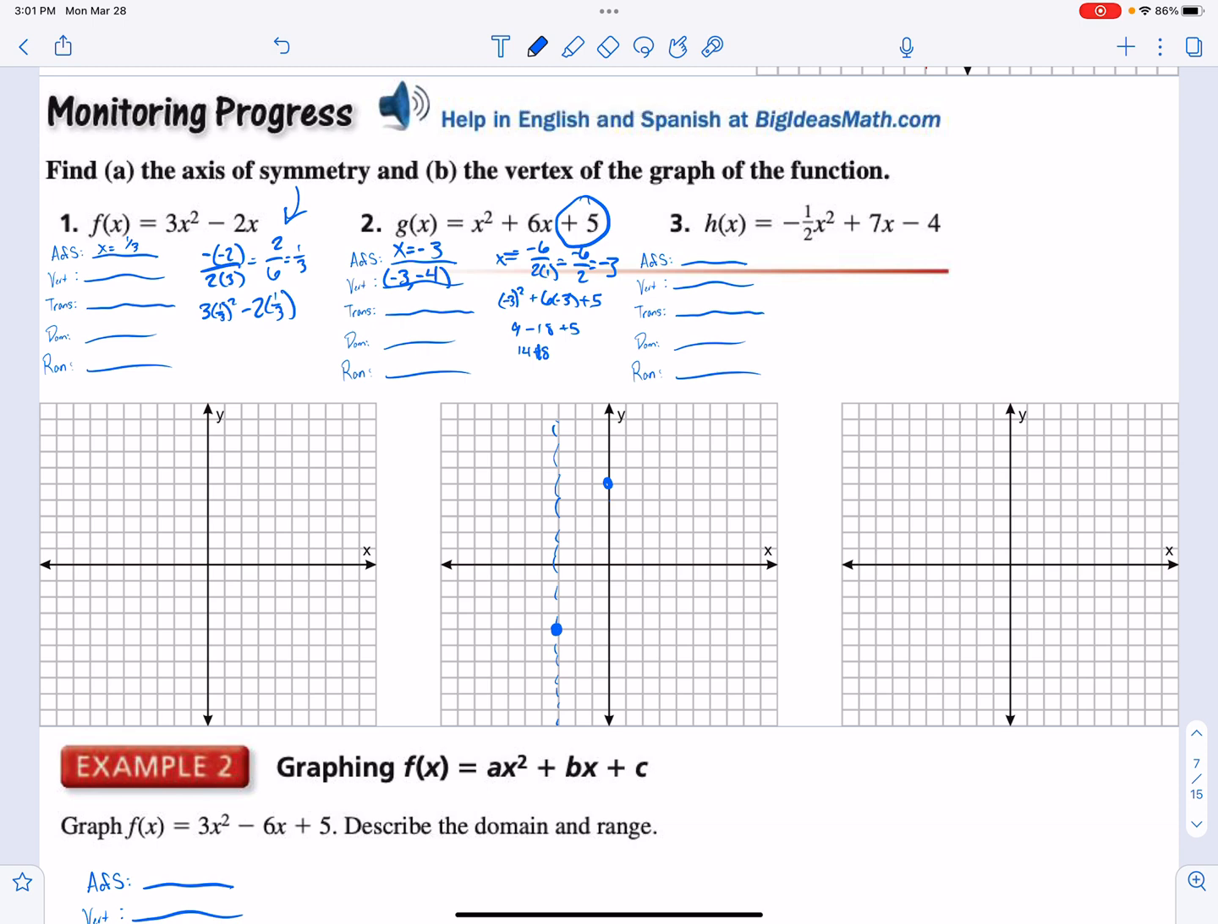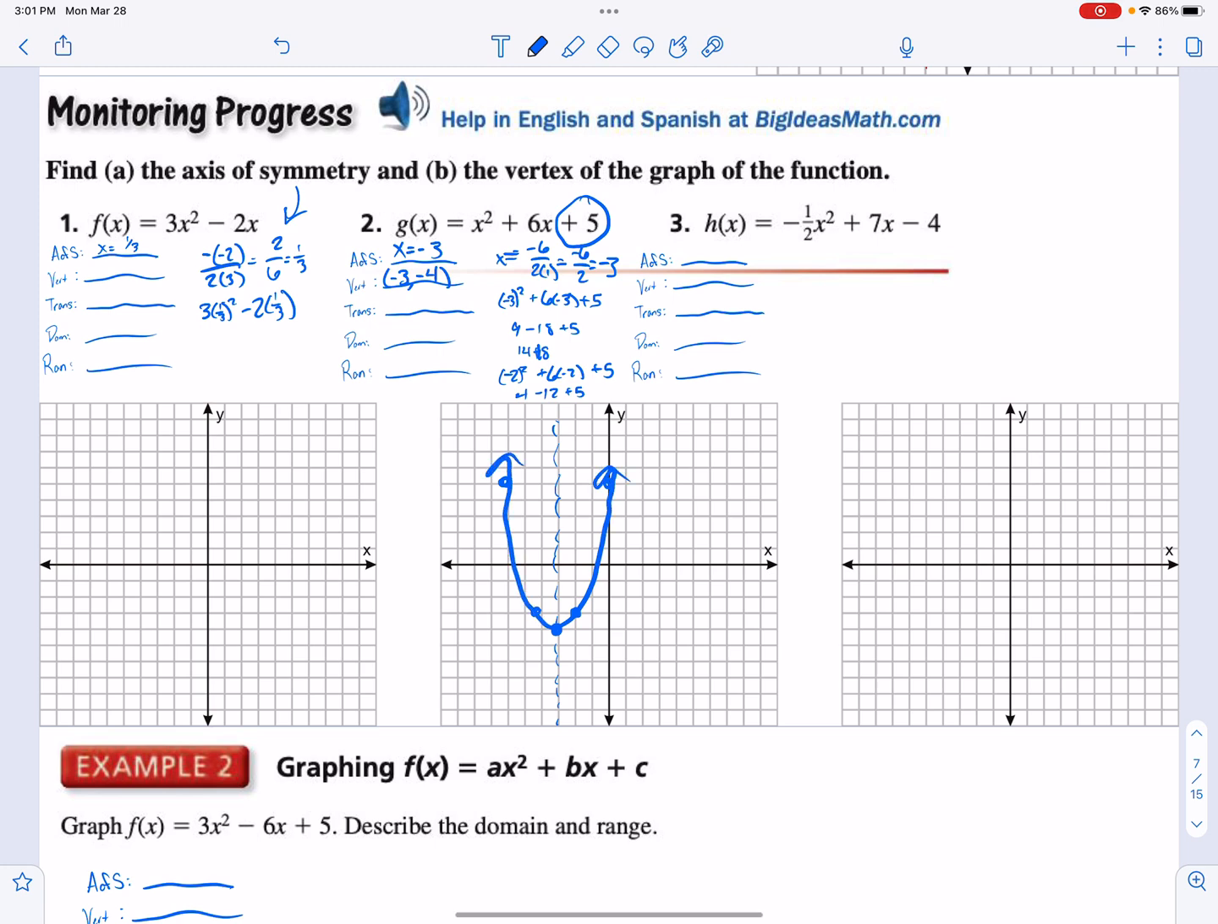Select the pen, please. There we go. And then pick another number that's close to negative 3. So if I plug in, for instance, negative 2, so I have negative 2 squared plus 6 times negative 2 plus 5, 4 minus 12 plus 5. 4 plus 5 is 9 minus 12 is negative 3. So at negative 2, I'm at negative 3. So here's my parabola. I have 3 points.